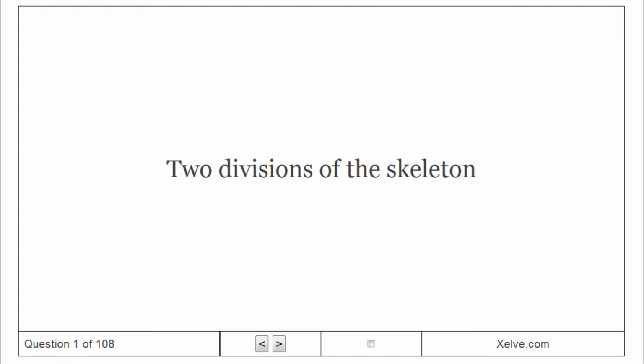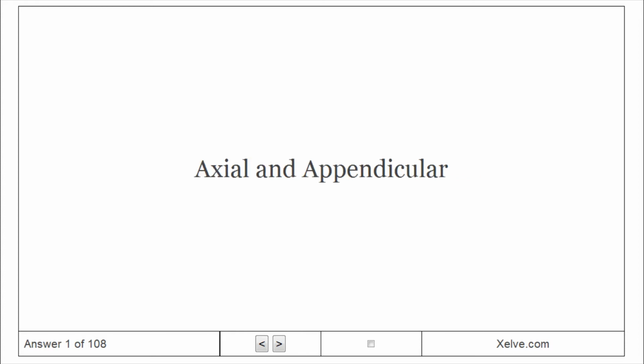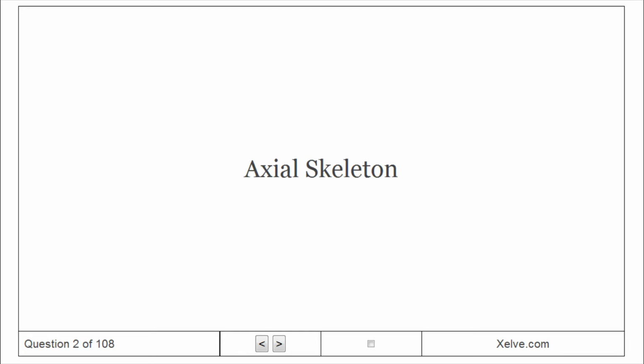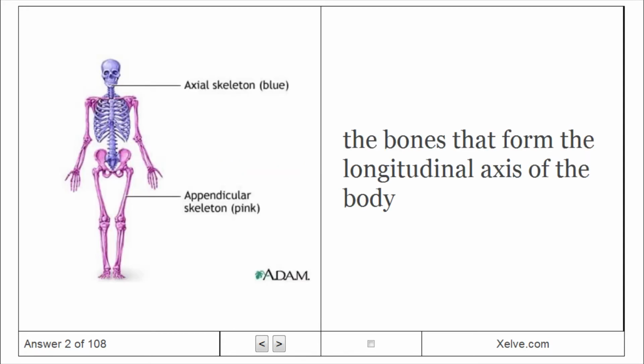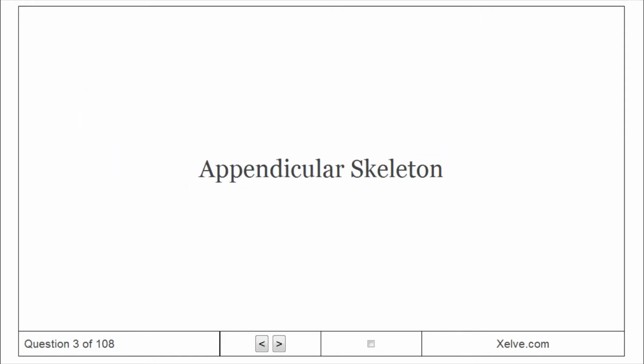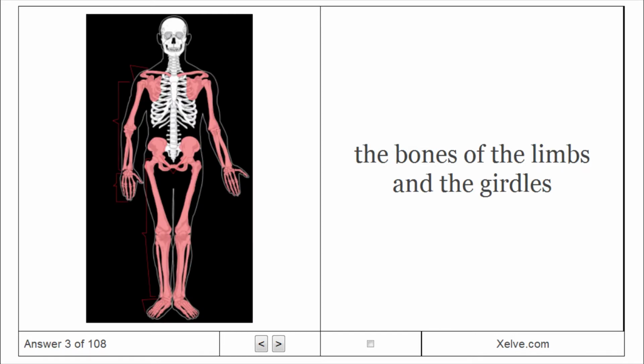Two divisions of the skeleton: axial and appendicular. Axial skeleton: the bones that form the longitudinal axis of the body. Appendicular skeleton: the bones of the limbs and the girdles.